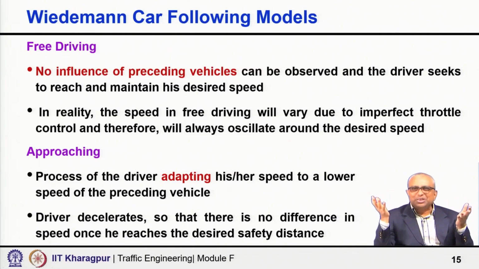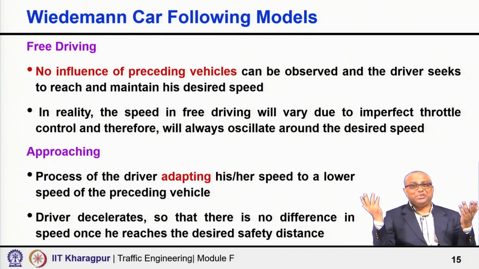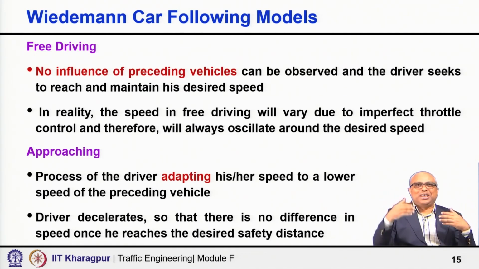The traffic volume itself is so low, the density is so low, and speed is high, and it is almost like everybody is enjoying the freedom of movement, and your driving is not influenced by the presence of the preceding vehicle. So, no influence of preceding vehicles. The driver seeks to reach and maintain his desired speed, but of course, in reality, it is unlikely to be just a constant value, because of the imperfect throttle control.